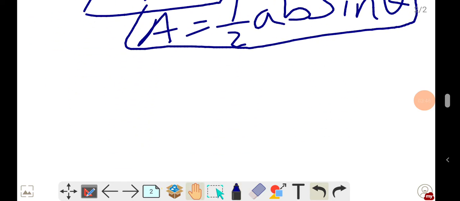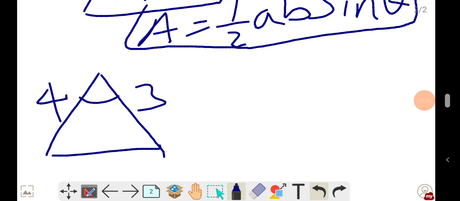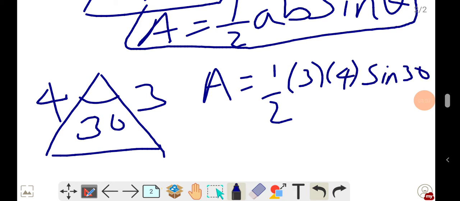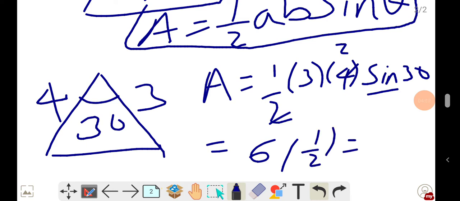For example, a triangle is given to you, the two sides let's say 4 and 3 and the middle angle let's say 30 degrees. So how to find the area? The area will be half times 3 times 4 times sine 30, which is by 2 this will be 2, 2 times 3 will be 6, times sine 30 which is 1 over 2. When you multiply 6 times 1 over 2, or 6 divided by 2, it will be 3 units square. Again, very simple. Remember, the angle must be between the two given sides. If the angle is found here or here, it doesn't work. The angle must be found between the two given sides.